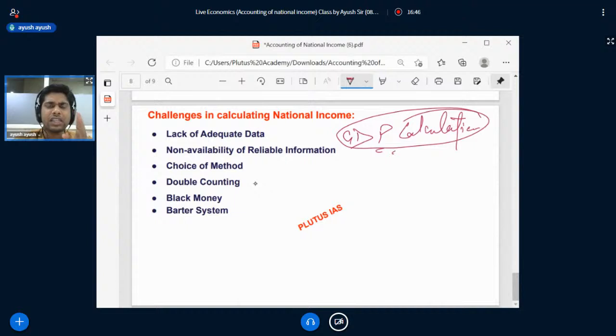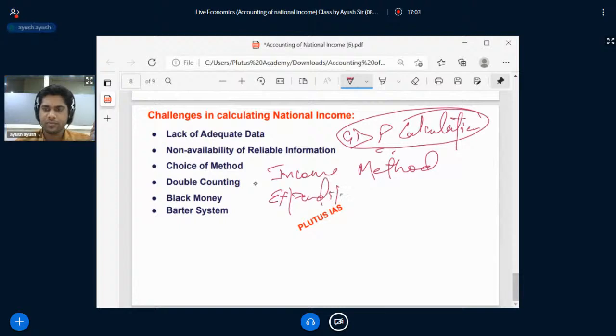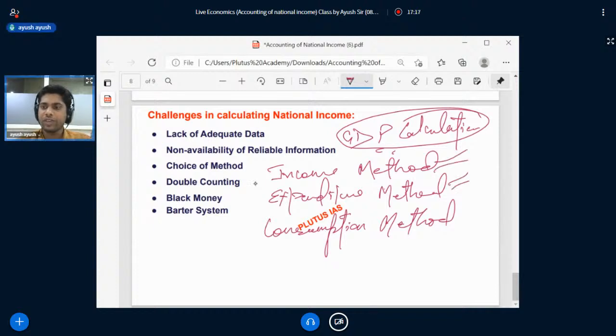Okay. So there are 3 ways via which GDP is calculated. Income method. One is income method. Another one is expenditure method. And the third one is consumption method. There are three ways via which GDP would be calculated. ठीक है, ये 3 तरीके होते हैं. कौन-कौन से ये 3 मेथड होते हैं? These are the 3 methods via which our GDP is calculated. First one is income method. Second one is expenditure method, and our third one is consumption method.